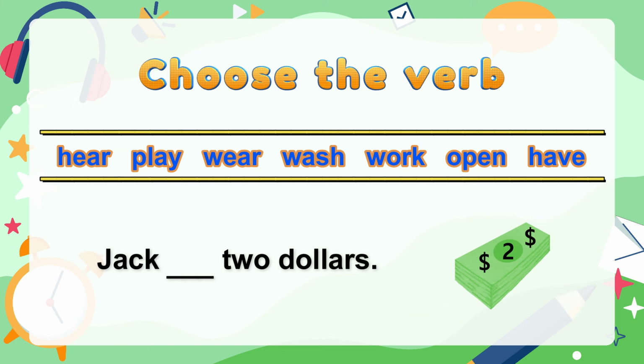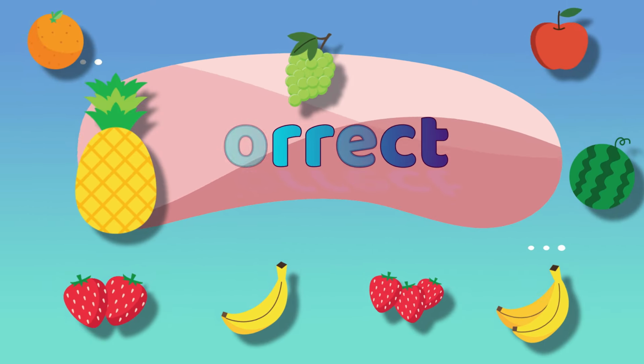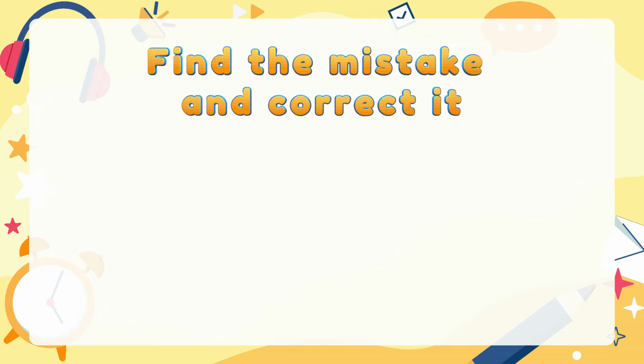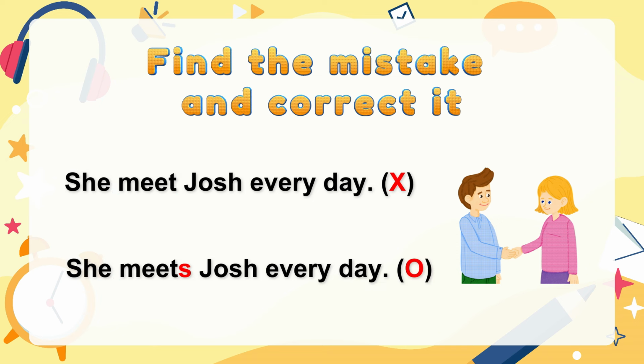Jack blank $2. The answer is has. Jack has $2. You change have to has because Jack is one person. Find the mistake and correct it. She meet Josh every day. The verb meet should have an S because the pronoun is she. She meets Josh every day.